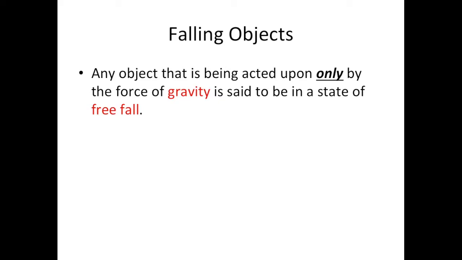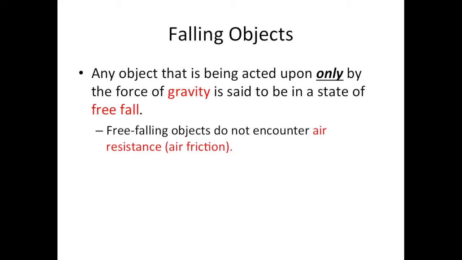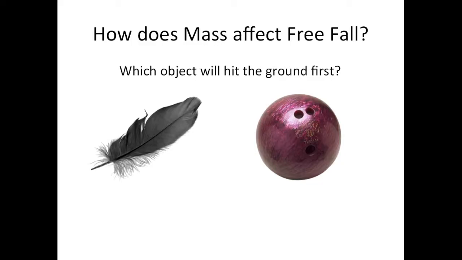Any object that is being acted upon only by the force of gravity is said to be in a state of free fall. Freely falling objects do not encounter air resistance, which you can think of as a type of friction caused by the air. In real life, there is air resistance, but when we talk about free fall in this class, we assume that gravity is the only thing acting on the object. So we're ignoring the effects of air resistance.